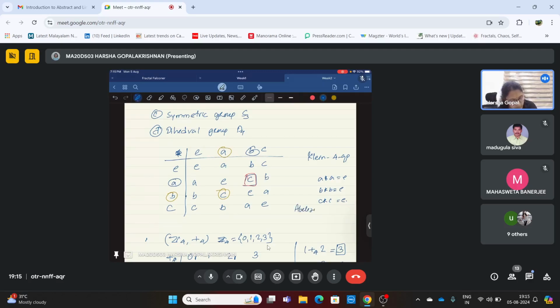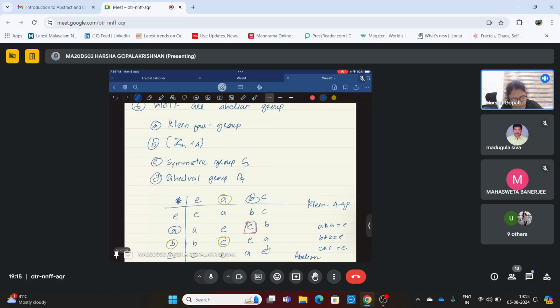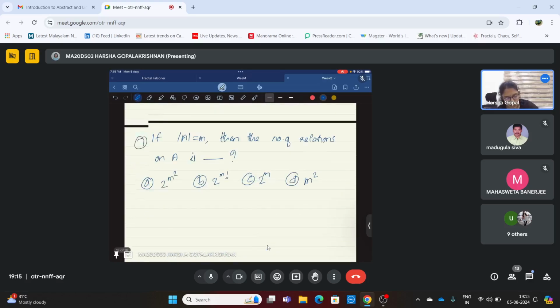This is abelian, Z4 is also abelian. Now it is the symmetric group S3 and the dihedral group D4. Before going to S3 and D4, let me just give an explanation of Sn and Dn, for all n.